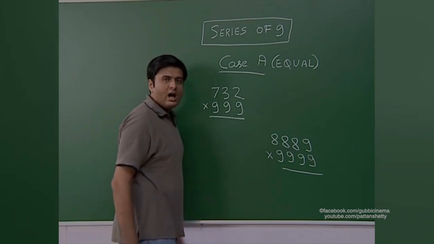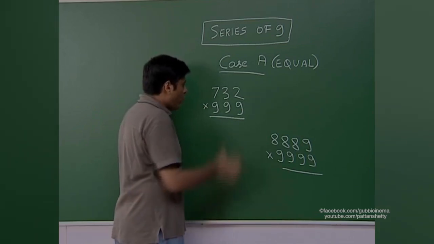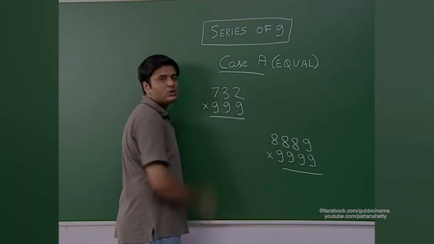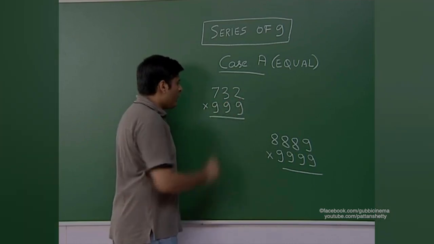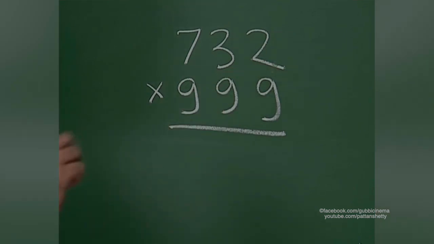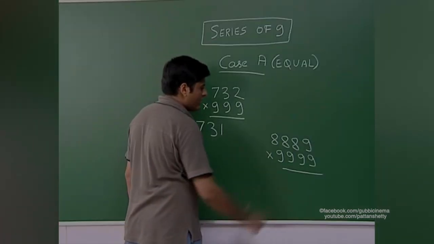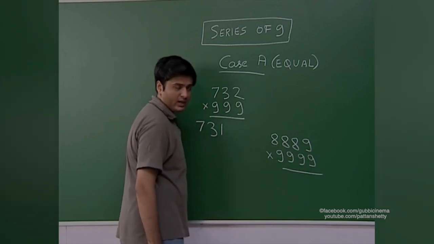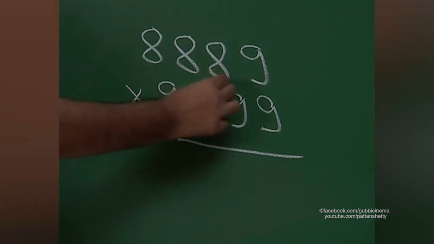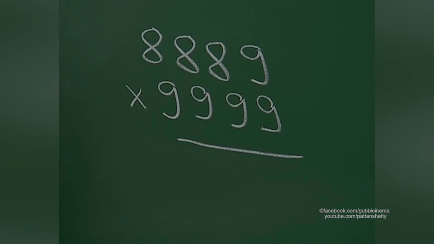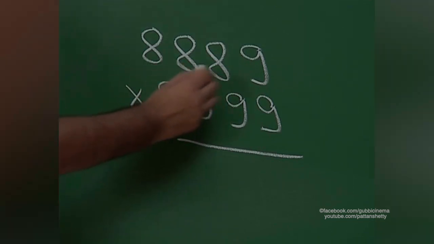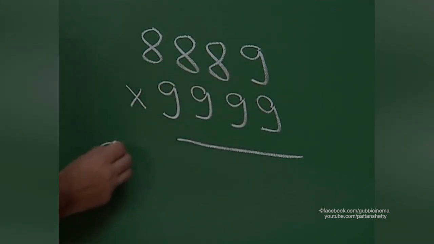Now friends, ask yourself, what is this number minus 1? We know 732, I have to remove 1. 732 minus 1 is 731. Similarly, ask yourself, what is this number minus 1? We know 8889, I subtract 1 and write down. 8889 minus 1 is 8888.